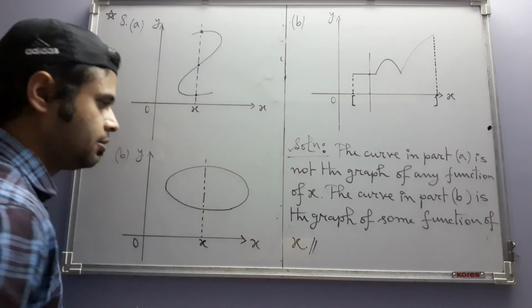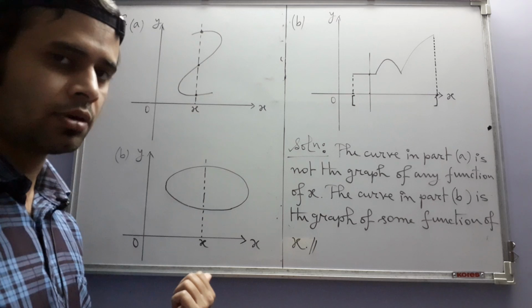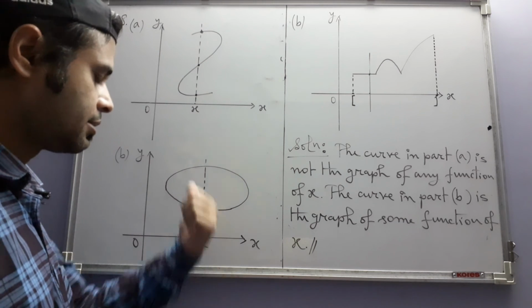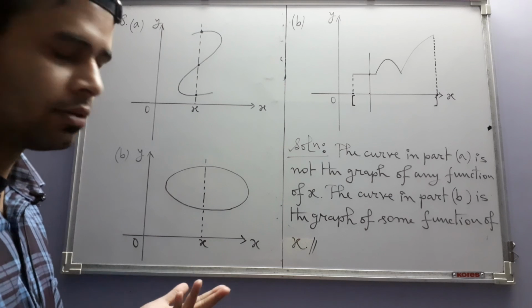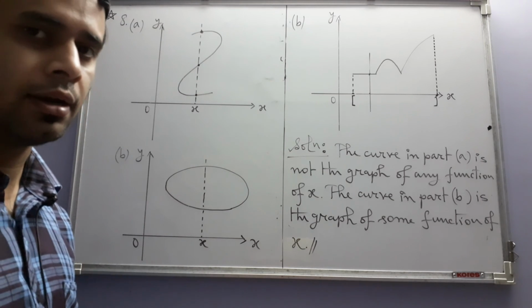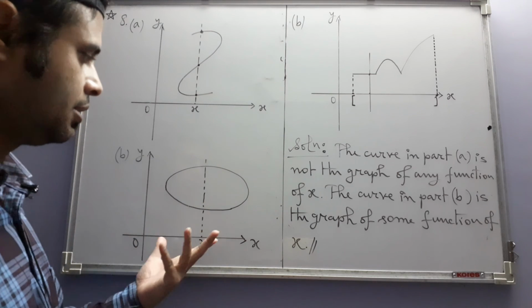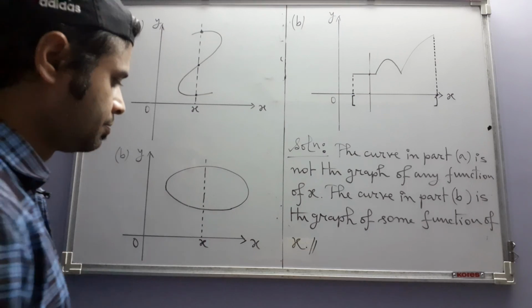No need to write that much, that if you draw a line perpendicular to the x-axis passing through that point, then that line crosses the given curve at more than 1 point. You can just simply write it fails the vertical line test. So it cannot be the graph of any function of x.